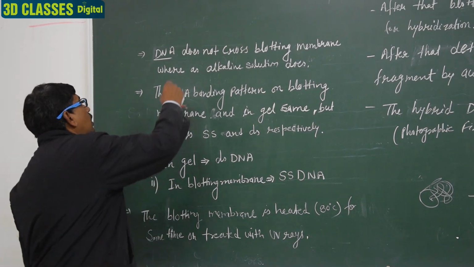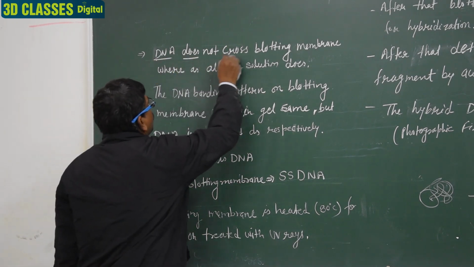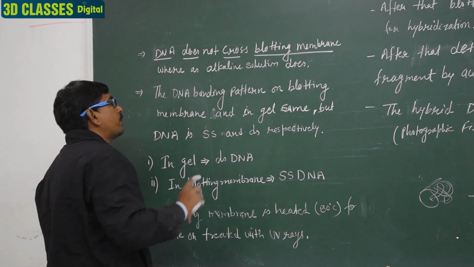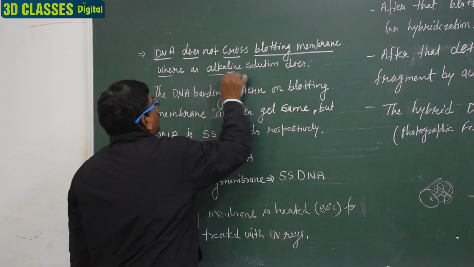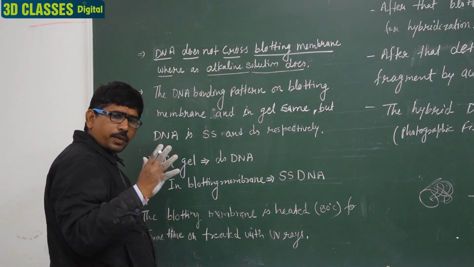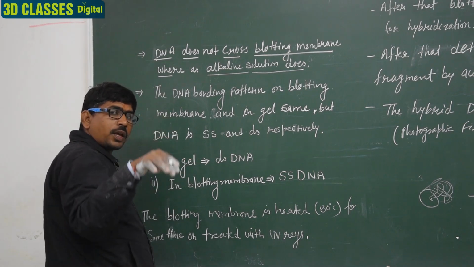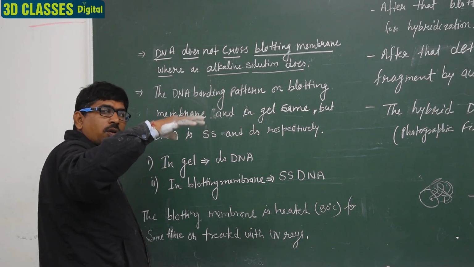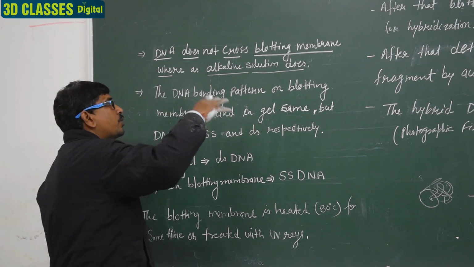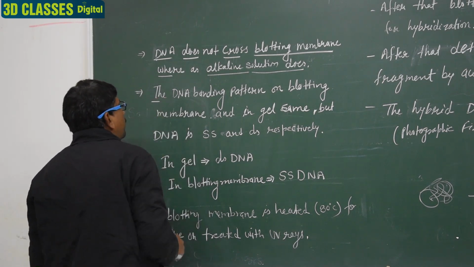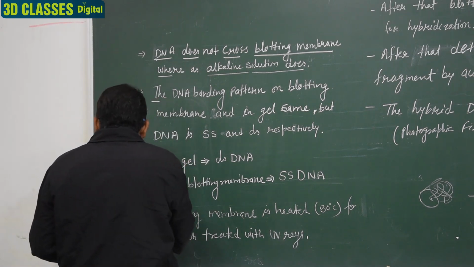So here the DNA does not cross the blotting membrane, whereas the alkaline solution crosses the membrane, and this alkaline solution is absorbed by the absorbent. Another paper absorbent is present on the nylon sheet, and this absorbent absorbs the alkaline solution. Clear? The DNA banding pattern here is a very important character.